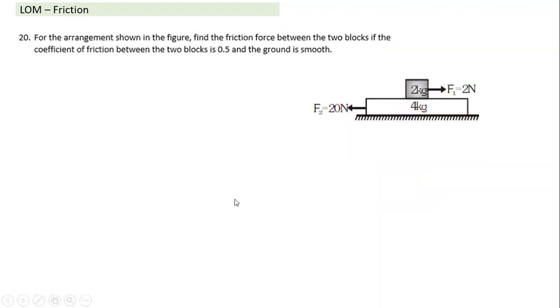Coming to the next question, again a 2 block kind of question. Here the 2 blocks are lying in contact with each other, as shown here. Find the friction force between the 2 blocks if the coefficient of friction between the 2 blocks is equal to 0.5 and the ground is smooth. So good thing, we are happy whenever something is smooth, it makes our problem solving a little smoother. Friction makes it a little tougher. So this surface is smooth, which makes it a little simpler.